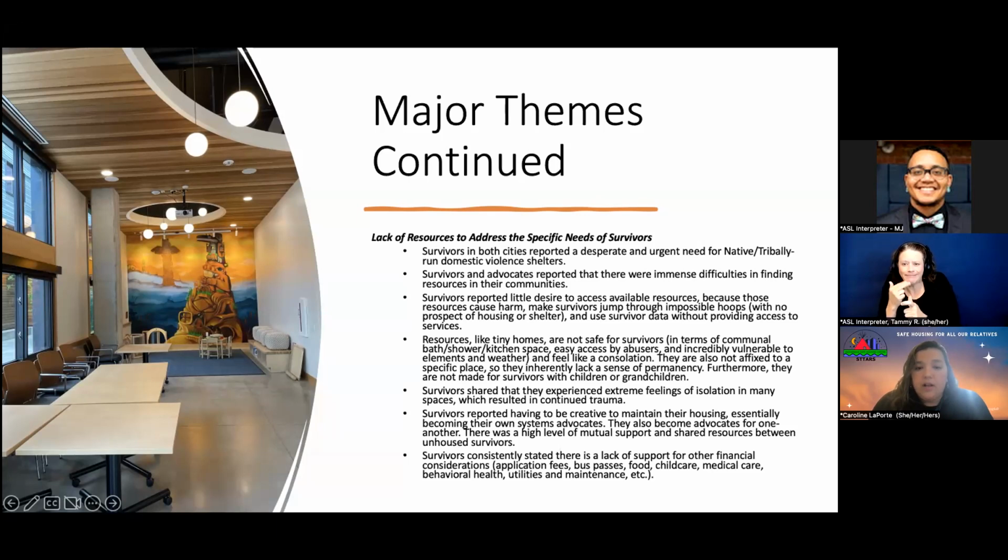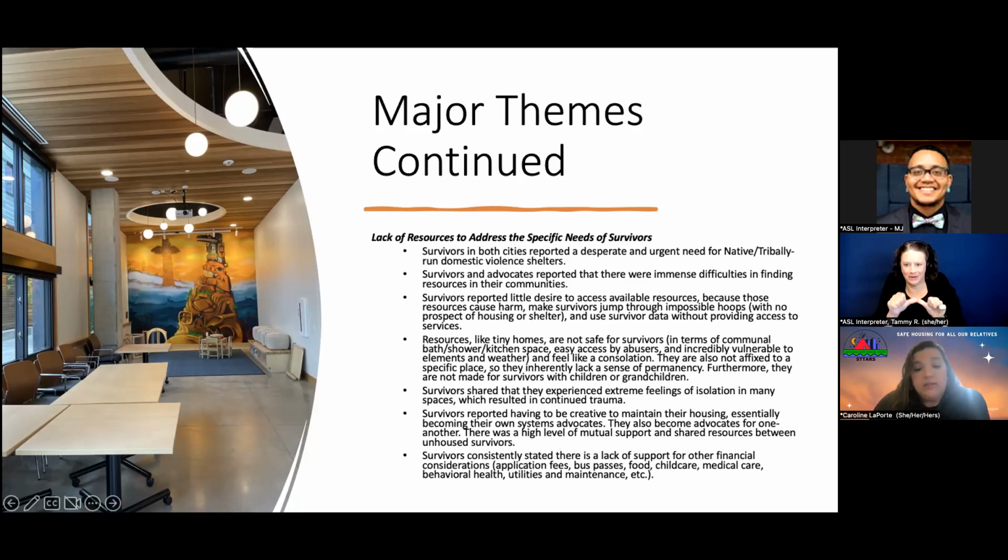Survivors, for the most part, felt that these were not safe for them. They were either too communal, they were easily accessed by abusers, and also very vulnerable to elements and weather. Now keep in mind, we hosted these in two spaces where winter might have been playing a large factor in the comments. They also felt as Indigenous survivors that tiny homes were not the best possible resource for them because they were not affixed to a specific place. And so they inherently lacked a sense of permanency.